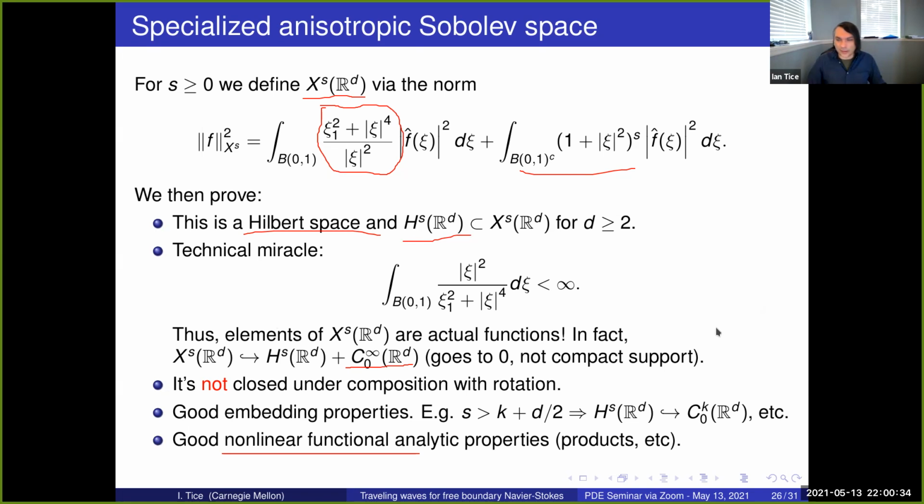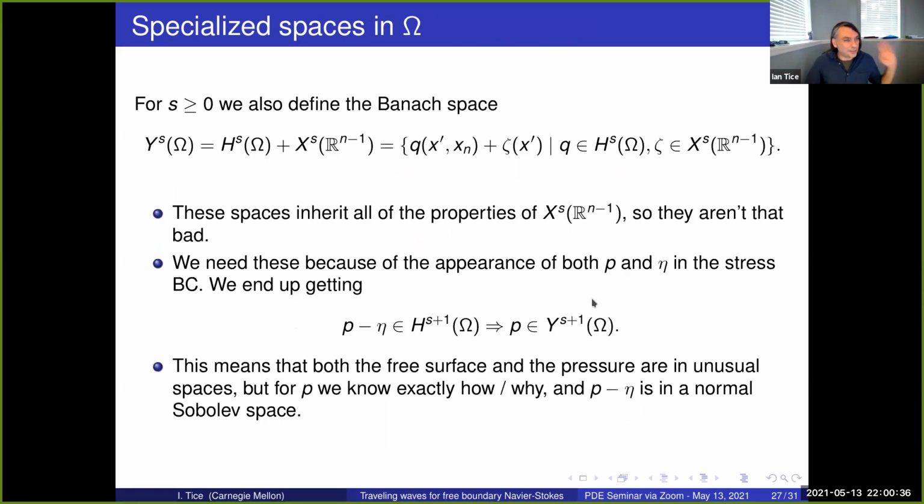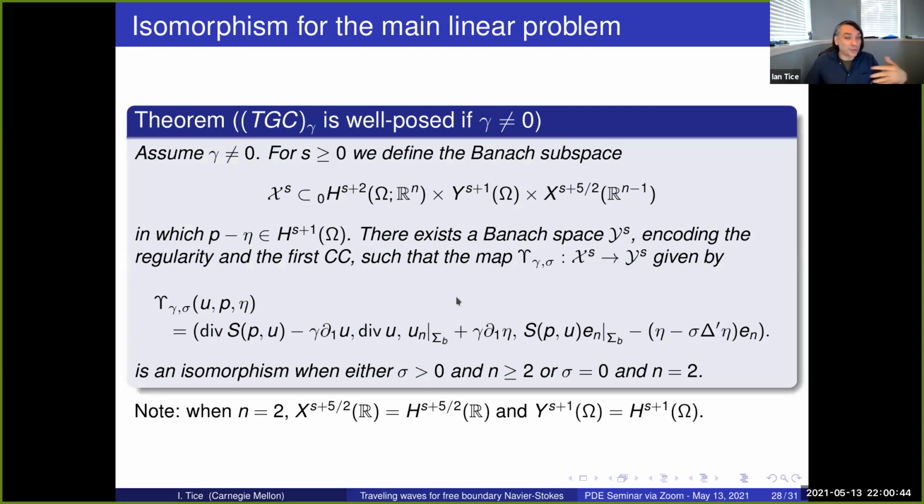So I'm running a little low on time here, so I think I'm going to skip this slide, but let me just quickly summarize and say we also need a custom Sobolev space for the pressure. But once we have identified these custom Sobolev spaces, we then have the capacity to prove that our full traveling wave problem for u, p, and eta actually is uniquely solvable and induces an isomorphism.